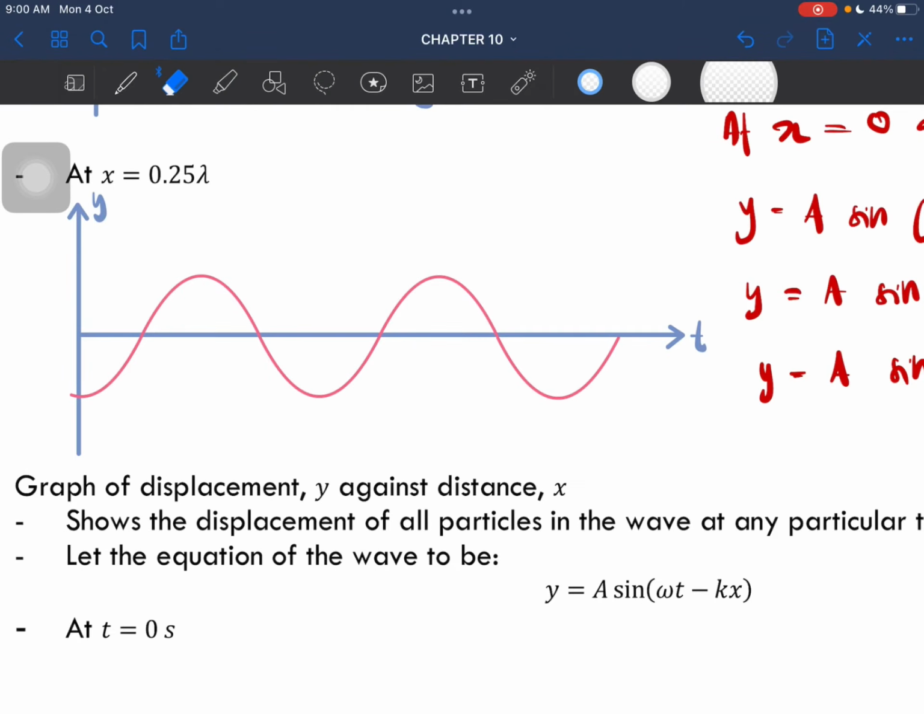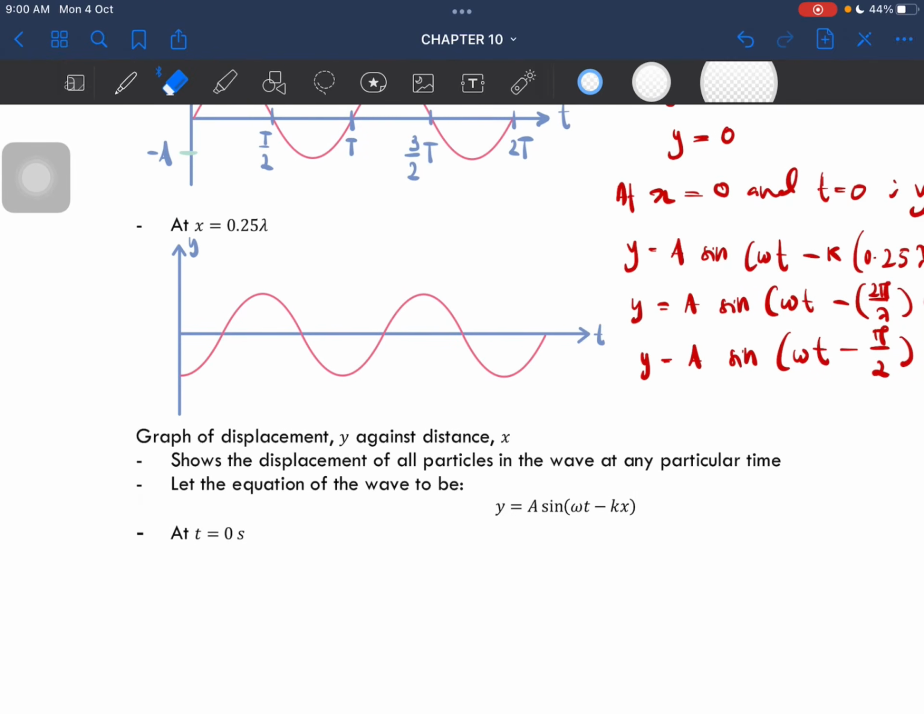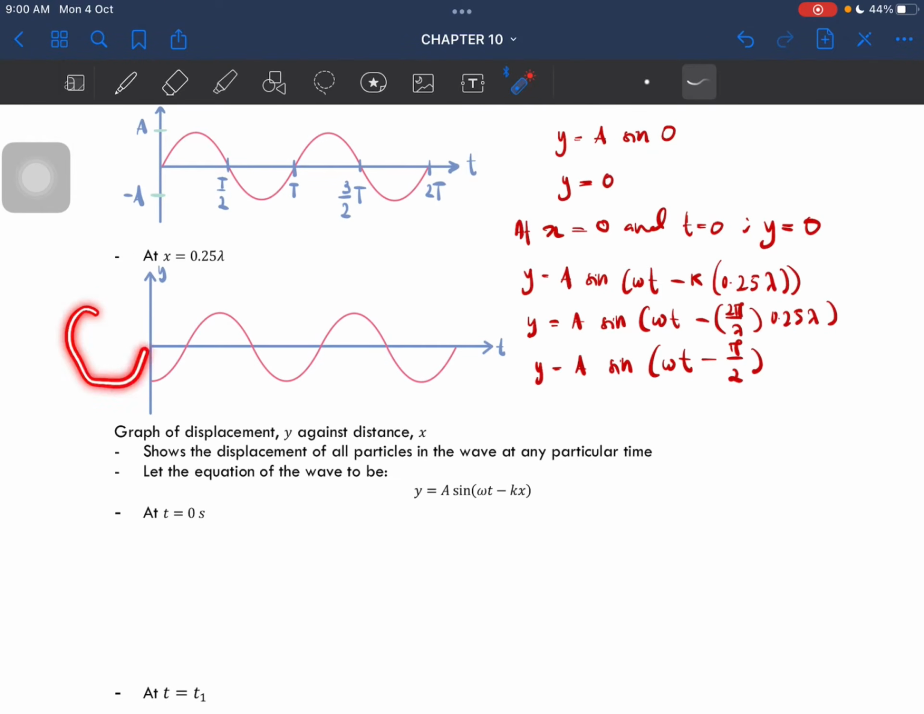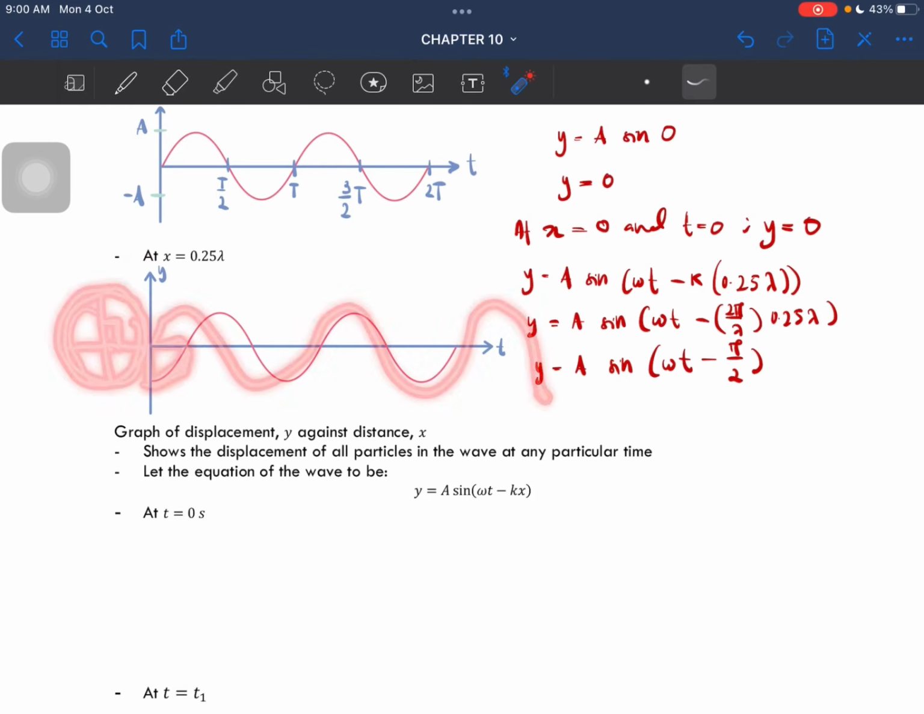0.25 of 2 pi, which is pi over 2, is actually 90 degrees. So if we have a circle, where it was before, it shifts to the right by 90 degrees. So it takes one quadrant here. It moves up till here only. It takes just one quadrant, 90 degrees. Pi over 2 is equal to 90 degrees.